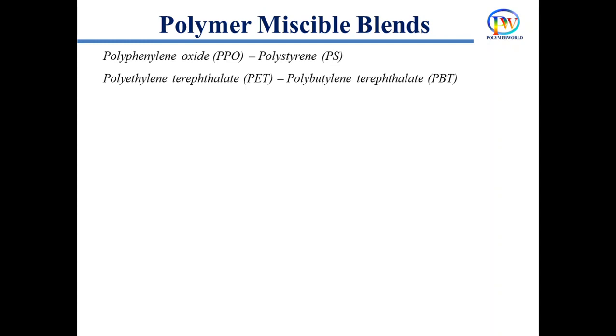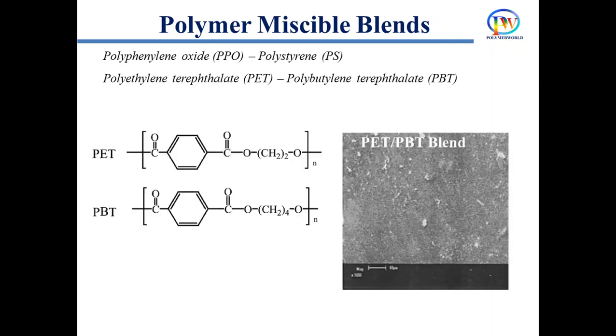Some examples of miscible polymer blends are polyphenylene oxide polystyrene blend, polyethylene terephthalate polybutylene terephthalate blend. This is a scanning electron microscopy image of polyethylene terephthalate polybutylene terephthalate blend. PET PBT is a miscible blend, and as we can see in the image, it is difficult to identify both the polymers. This is due to their miscibility at molecular level.